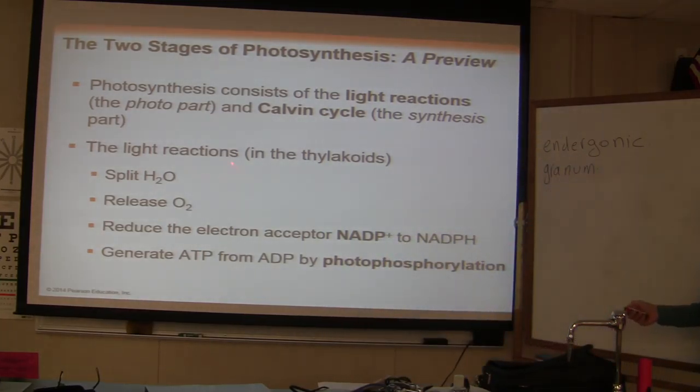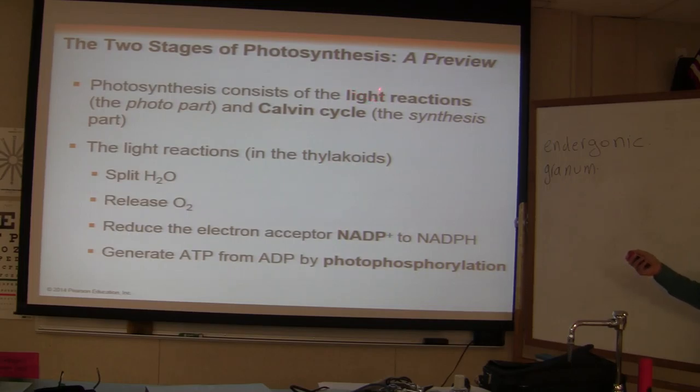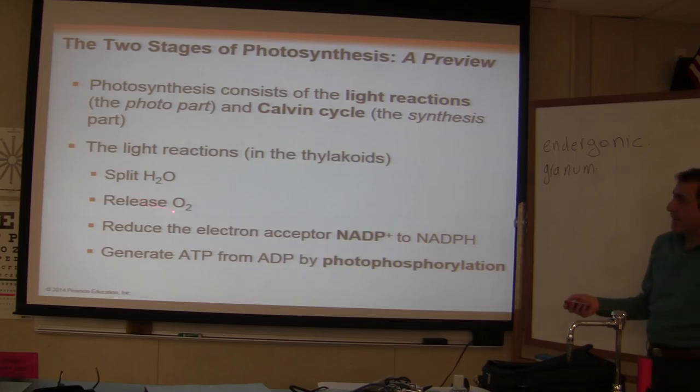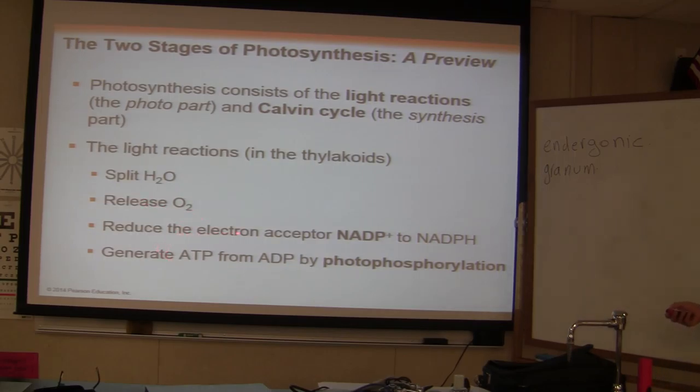The light reaction in the thylakoid splits water, releases oxygen, reduces. These are the rundowns. This is the summary of what is happening in the light reaction when there is sunlight. When there is sunlight, these are the things that happen. Water molecules split. Oxygen is released. Electrons are accepted as NADP becomes NADPH.